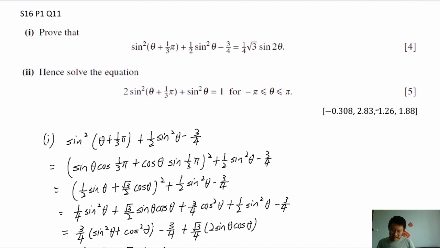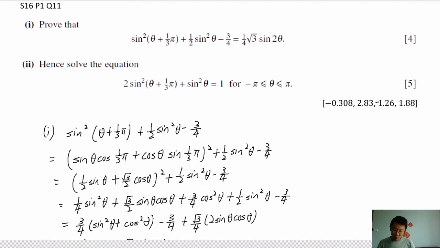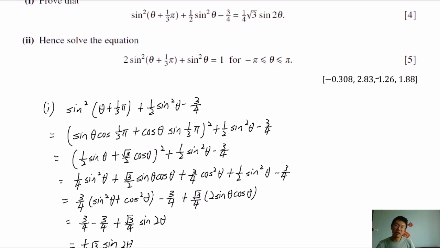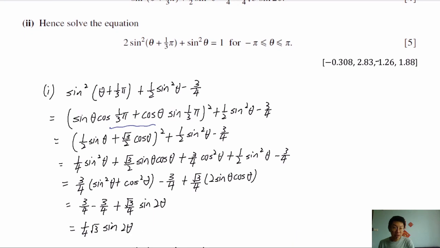So for this one, we first have to know that sine squared of theta plus 1/3 pi is just sine of theta plus 1/3 pi, the whole thing squared. So what is sine of theta plus 1/3 pi? We can use the compound angle formula, which is sine A cos B plus cos A sine B. So just use the compound angle formula from there, and then square the whole thing.